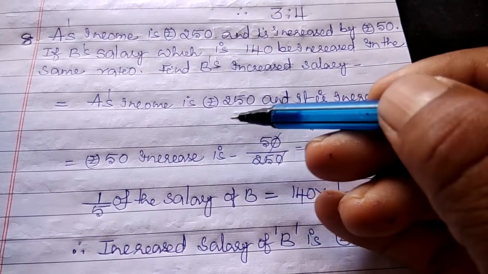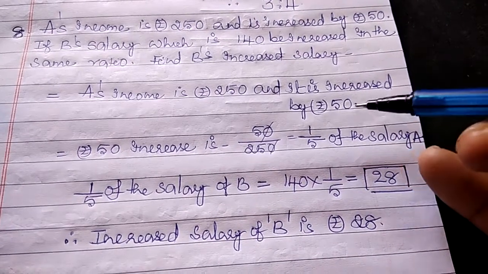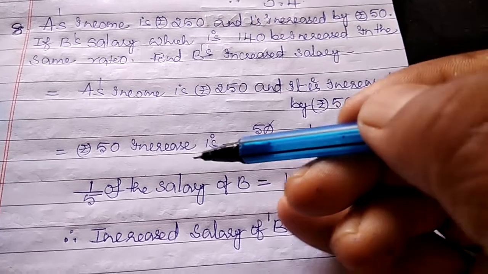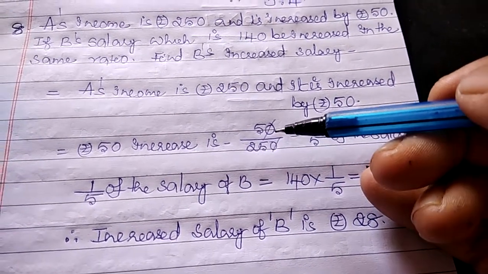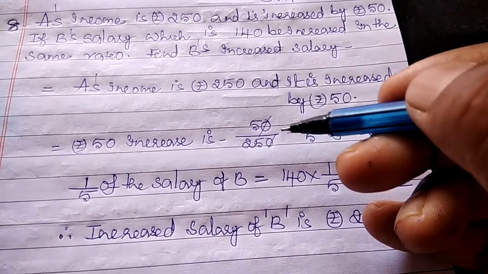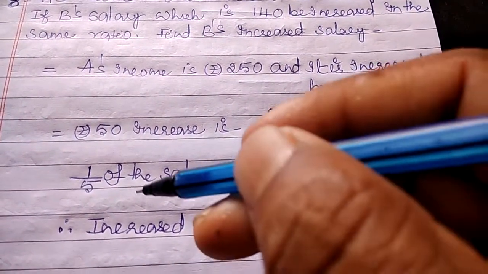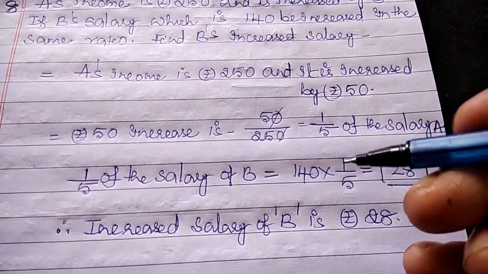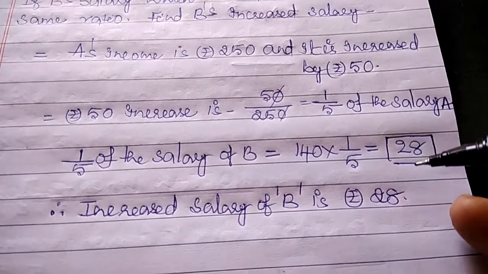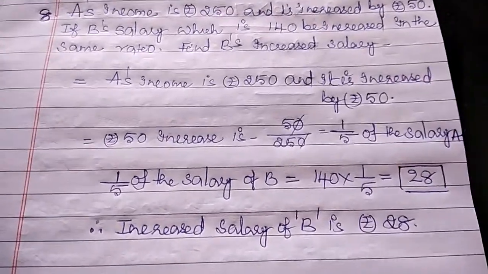So A's income is rupees 250 and it is increased by rupees 50. We increased 250 by rupees 50. So therefore the ratio of the increased salary is 50 over 250. The zero cancels, 5 1s are 5, 5 5s are 25. Therefore 1/5 of the salary. So 1/5 of the salary of B, which is 140: 5 1s are 5, 5 2s are 10, 5 8s are 40, so rupees 28 comes. So therefore the increased salary of B is rupees 28. So this is the final answer.